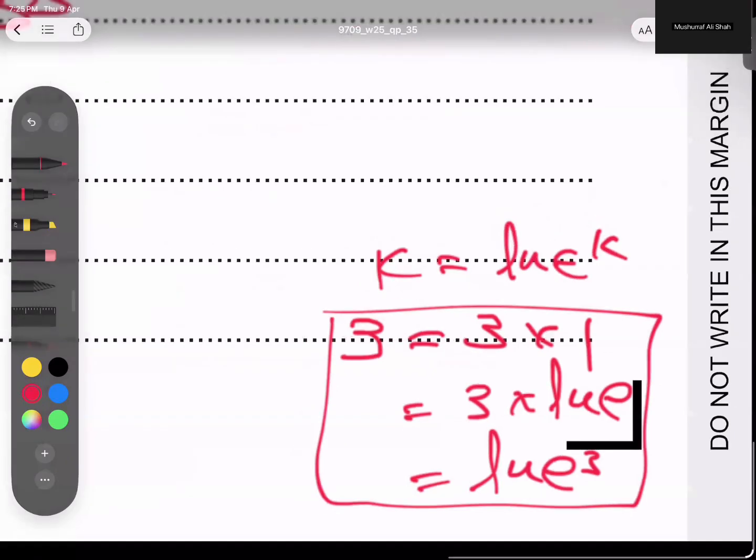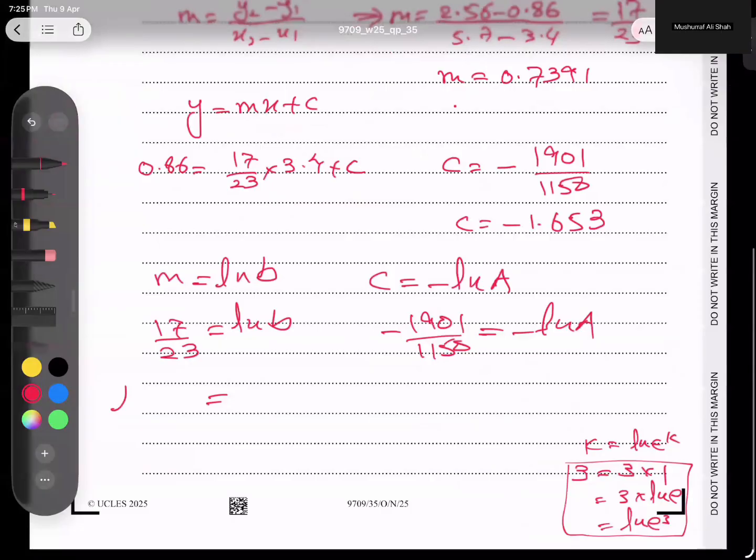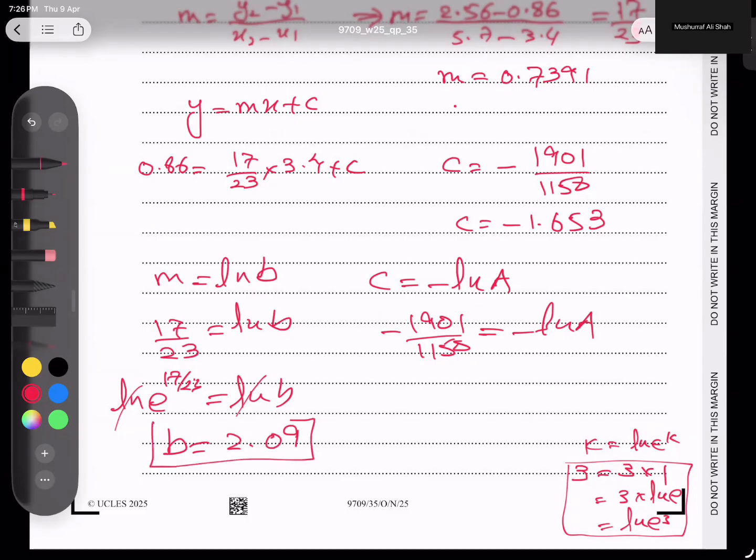Same story, we can write now here ln e to the power 17 over 23, and ln cancels. So the B value, which I'm writing finally, is exponential to the power 17 divided by 23, and my answer turns out to be 2.09. 2.09 is my answer for the B value.